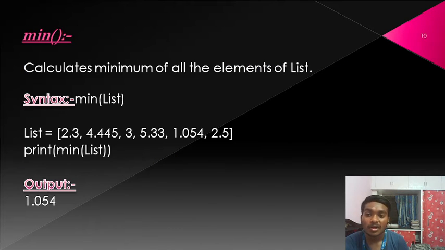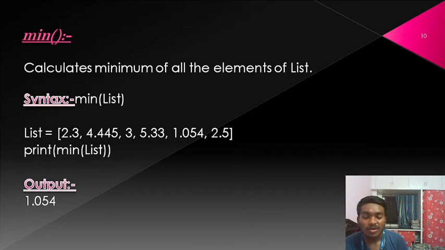The minimum function calculates the minimum of all elements of the list. Syntax: min(list). Minimum is a basic function which is used with lists. List equals 2.3, 4.445, 5.33, 1.054, 2.5. Print the minimum of the list. It's 1.054, which is present at the -2 index position.